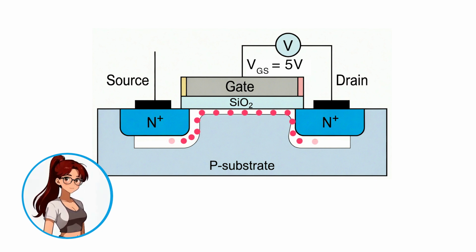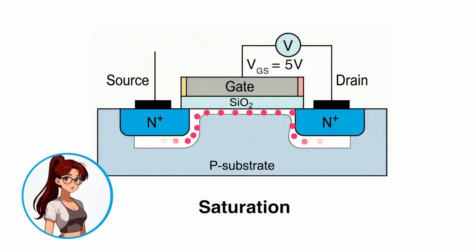Now, here's the surprising part. Even though there's this physical bottleneck, the current doesn't stop. Instead, it levels off. So rather than increasing indefinitely, the current ID reaches a maximum and stays constant. And that's what we call saturation. In this region, the MOSFET isn't acting like a simple resistor anymore. It behaves like a constant current source, regardless of further increases in VDS.